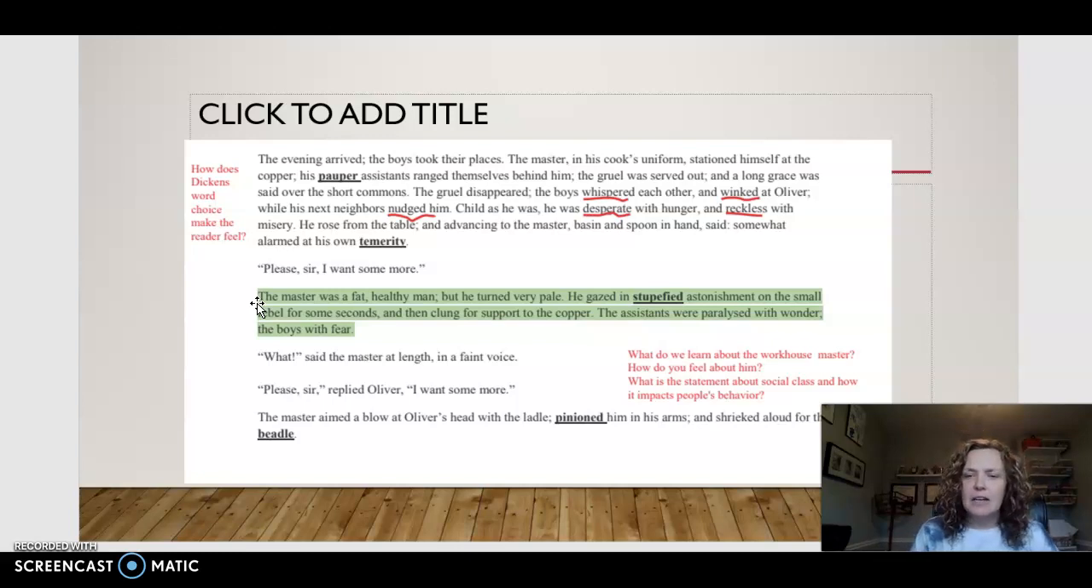And he says, he's ready to hit him. So what statement is Dickens making about social class and how it impacts people's behavior? So obviously the master is in a different social class than Oliver Twist, and he's looking at him with disdain, with shock. He thinks that Oliver is ungrateful.